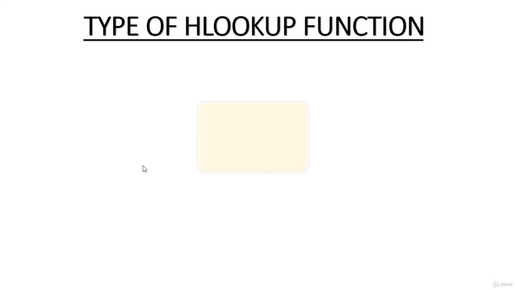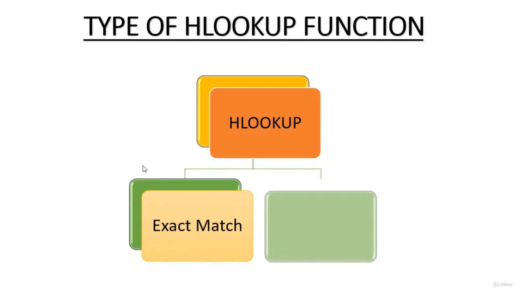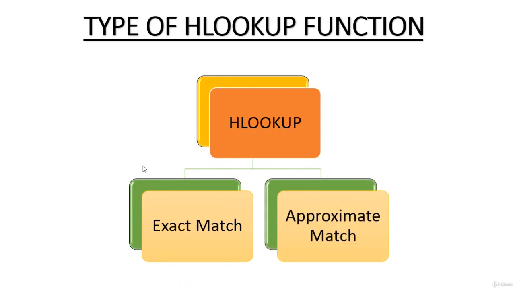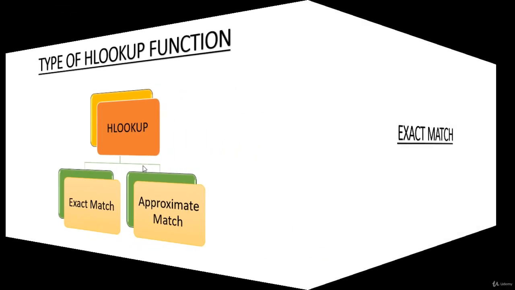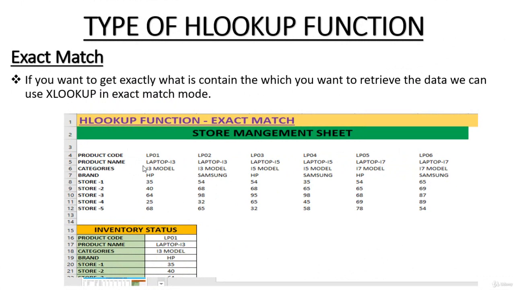Now we are going to look at the types of Hlookup function. There are two types of Hlookup function based on the lookup range. The first one is exact match, the other one is approximate match. Now let's look at what exact match is. Exact match means if you want to get exactly what is contained in the cell, we can use Hlookup in exact match mode, right?